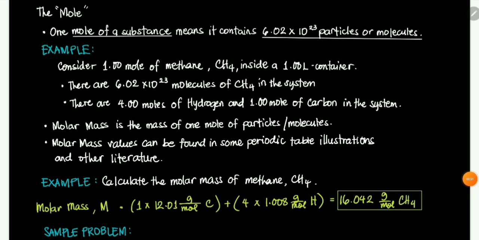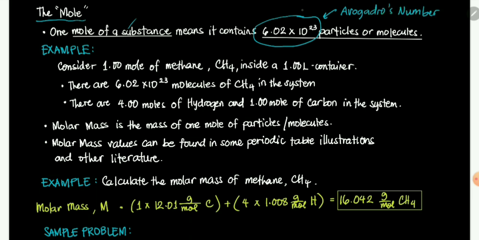So in this video, magkakaroon din tayo ng quick review on the mole concept and stoichiometry. Okay? So, define muna natin kung ano yung mole. So, 1 mole of a substance means it contains 6.02 times 10 to the 23rd particles or molecules. So, this number is known as the Avogadro's number or N sub A. Okay? So, kapag ka 1 mole yung substance mo, ibig sabihin, ganyan karami yung particles or molecules dun sa inyong system.